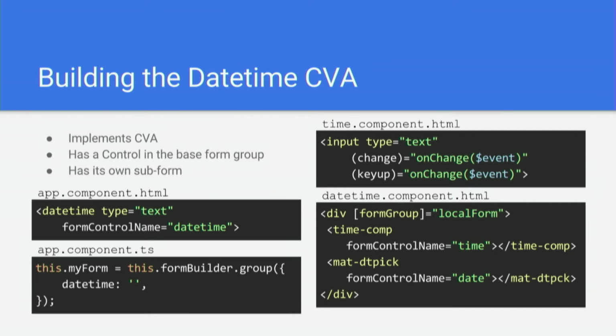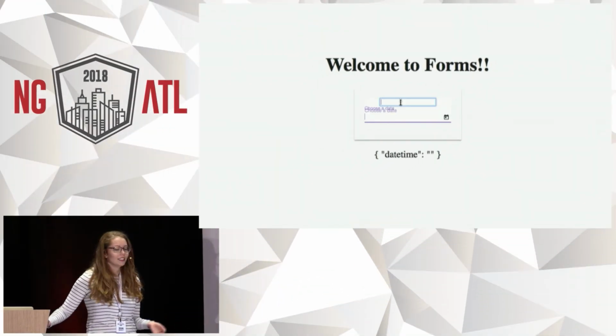So in my datetime component, in the mid-level component, you add another form group. And this is just a local form. It doesn't get used anywhere. You pass in form control names, and you really don't need to do anything with this. It's just a way for the Forms API to be aware that the time component exists. So now we're all good. This is great. Everything's going to work.